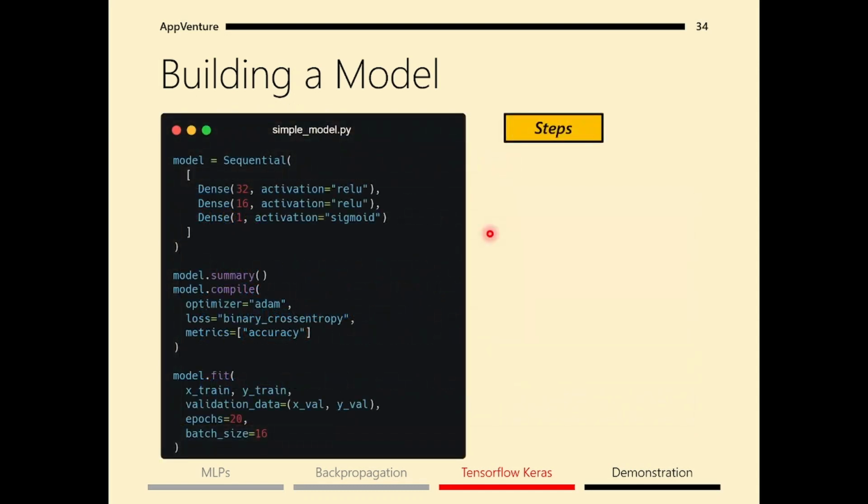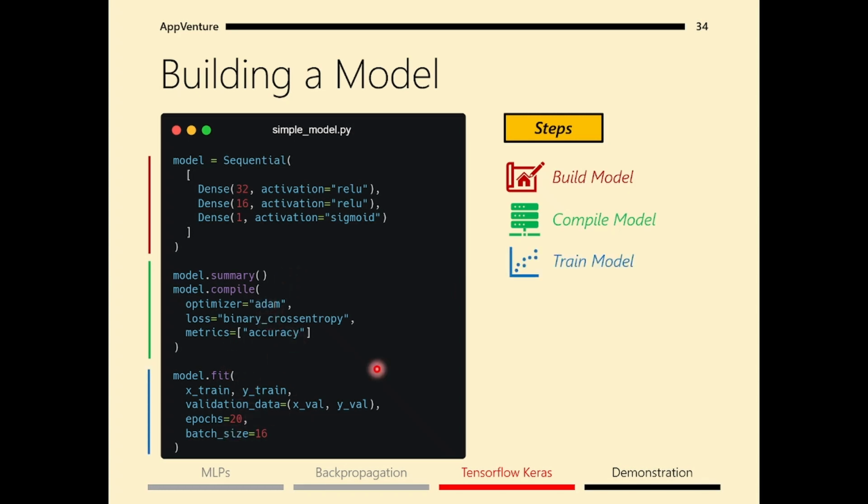Finally, after you define the model, you also need to build it. First you build the model like this, where you specify the model's architecture. You can specify the number of units within the layers and the activation function. Next, you compile the model, and then finally, you fit it.